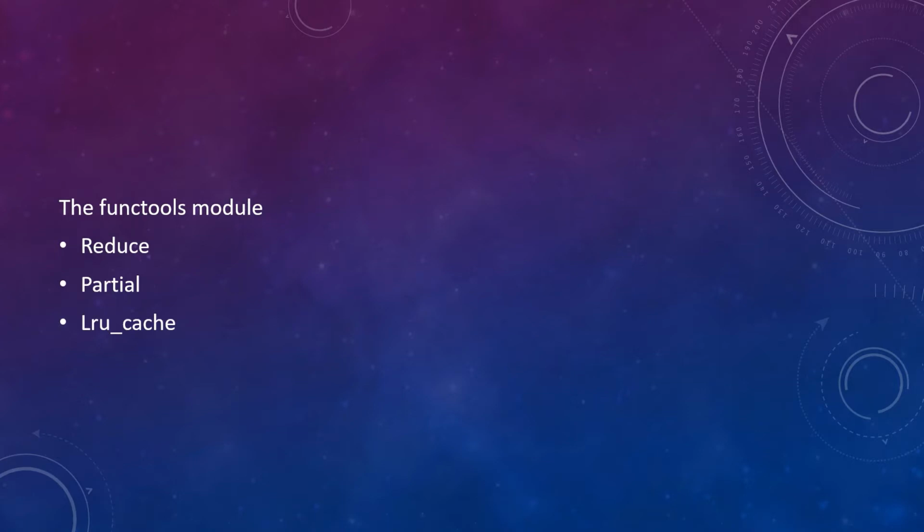A function in Python is said to be of higher order. It means that it can be passed as an argument to another function and/or can return another function as well. The functools module provides important utilities for such higher order functions. Some are reduce, partial and LRU cache. Out of that, reduce we already saw in previous lectures. So today we will be seeing partial and LRU cache.